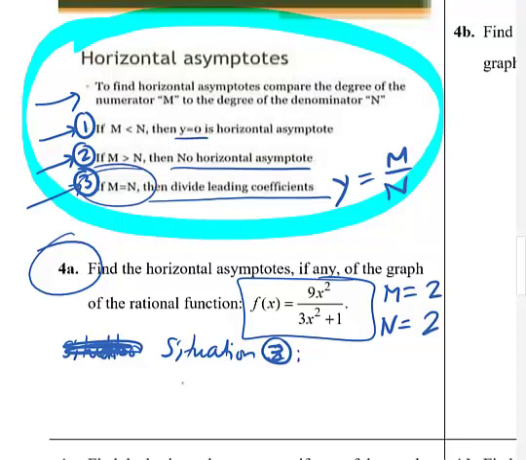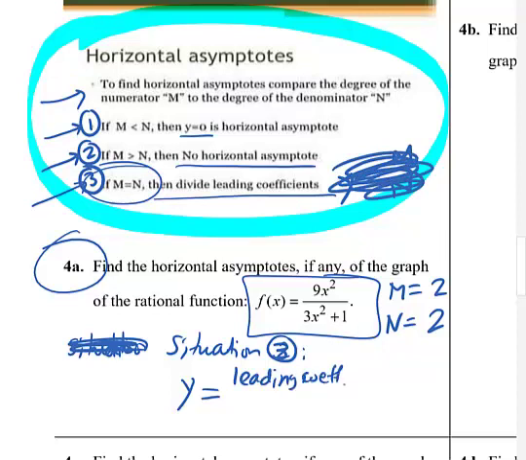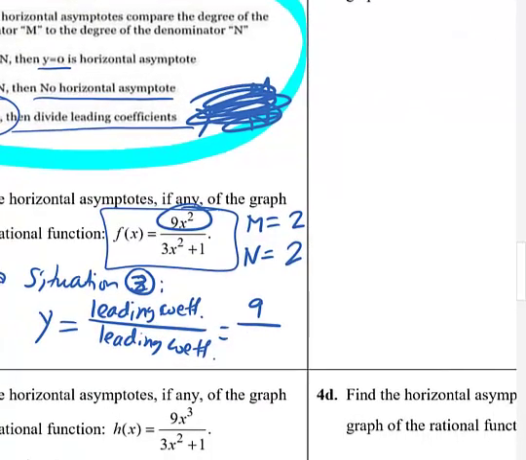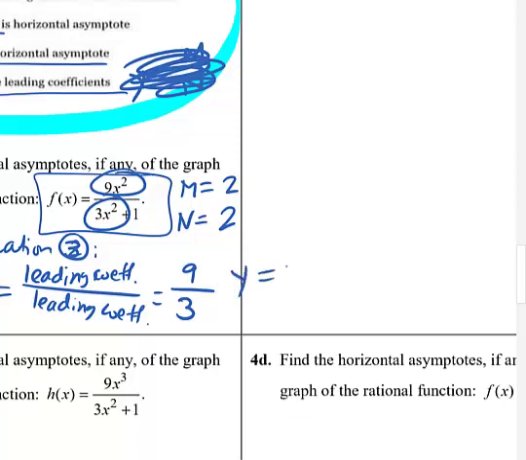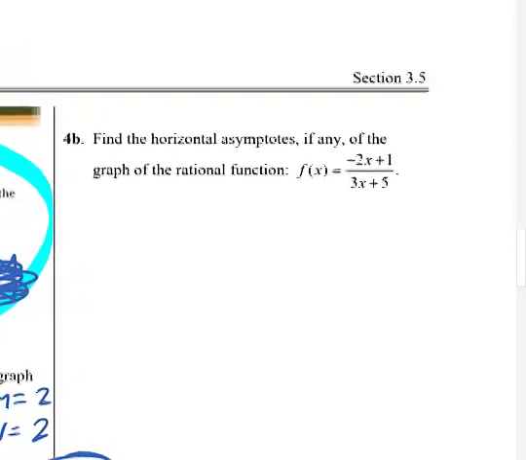So that means my horizontal asymptote should be the result of dividing the leading coefficients. Sorry, it's the leading coefficient on the top divided by the leading coefficient on the bottom. The numerator is just 9x squared, so 9 would be the leading coefficient. The denominator's leading term is 3x squared, so it should be 3. And if that fraction didn't reduce, I'd just leave it as is, but that actually reduces to 3. So y equals 3 is the horizontal line that makes up the horizontal asymptote here.